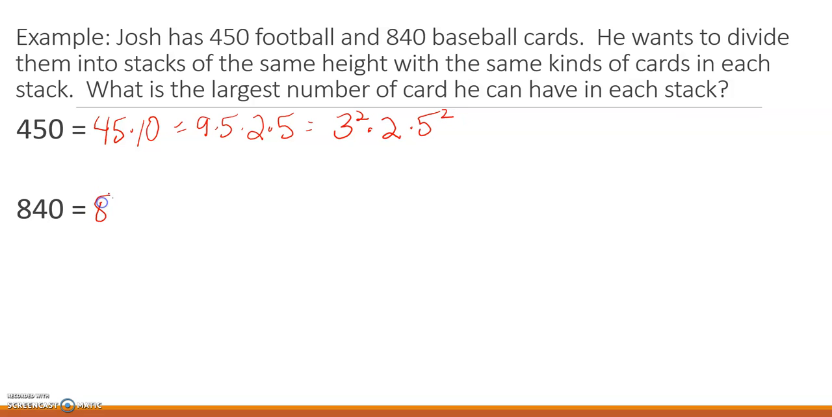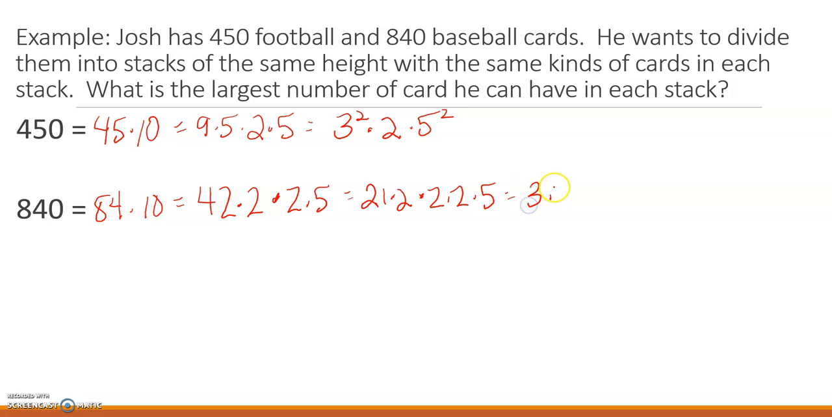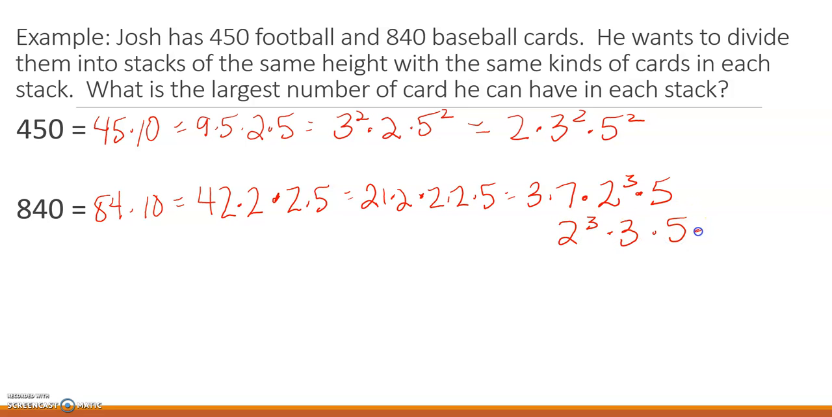840 is 84 times 10. 84 times 10 is 42 times 2 times 2 times 5. 42 is 21 times 2 times 2 times 2 times 5. 21 is 3 times 7 times 2 to the third times 5. If we write them in the correct order here, 2 times 3 squared times 5 squared, and 2 to the third times 3 times 5 times 7.